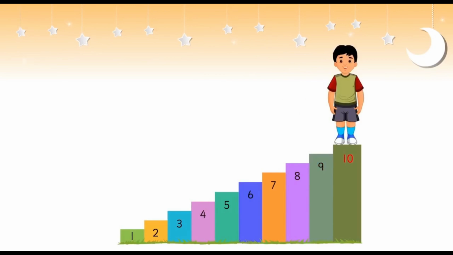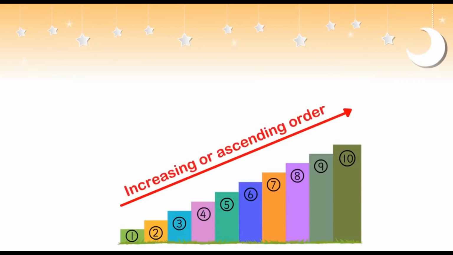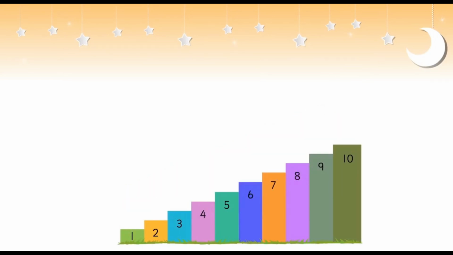Did you observe that as he climbs up each step, he is ascending or moving to a greater number than the previous number? Thus, we say that when the numbers are arranged smallest to greatest, they are in the increasing form or ascending order. He is on top, step number 10, and has to come down to step number 1.